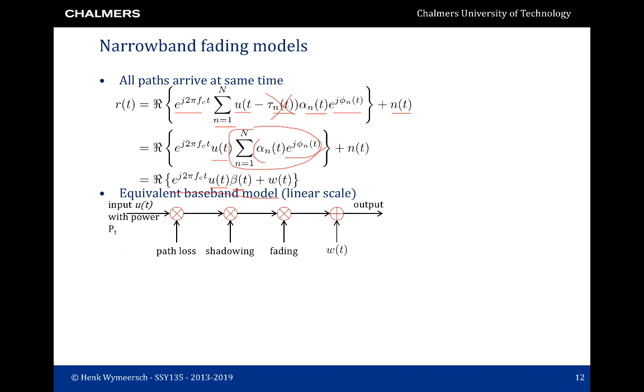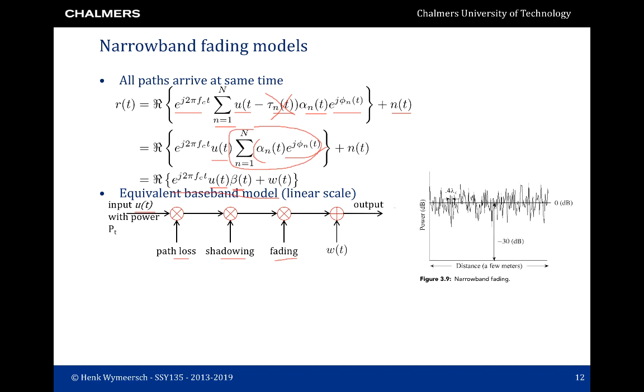Okay, so another way to visualize this is as follows. I have an input signal. I multiply with path loss, so that will reduce the power. Multiply with shadowing, which can reduce or increase the power. Multiply with fast fading and add noise. And then I get my output.